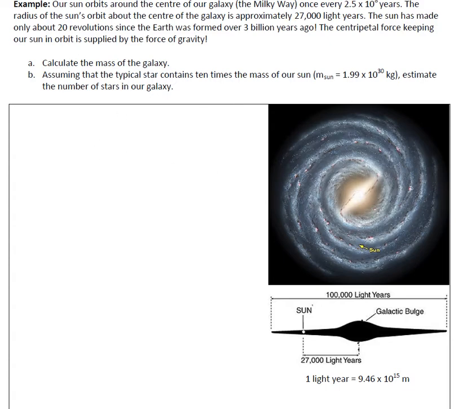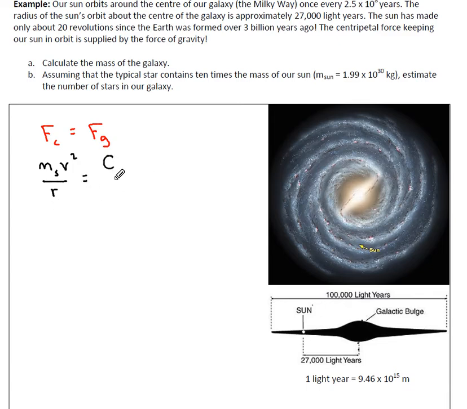Just like in the previous one, we have the centripetal force equal to our force of gravity. So just a bunch of algebra to start with. We have the mass of our sun, or our solar system, multiplied by the velocity squared of however fast it's traveling around that galactic bulge, divided by the radius, and this is equal to G times the mass of our sun times the mass of the galaxy itself, divided by r squared.